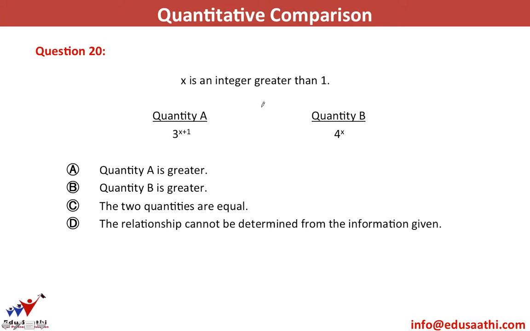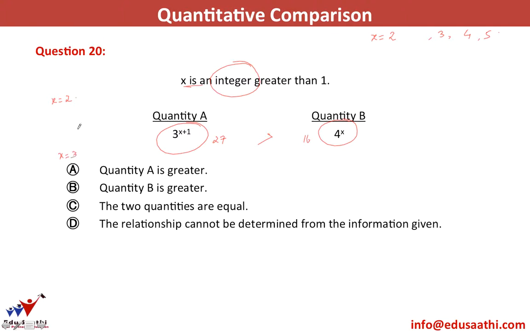Question number 20. X is an integer. Now here it is specifically saying integer. So the value of x that I can take is 2, 3, 4, 5 and so on. Then the two quantities that I have to compare are 3 raised to power x plus 1 and 4 raised to power x. So if I now first take x is equal to 2, this will be 3 raised to power 3, which is 27. And it will be 4 square, which is 16. So what I get is quantity A is greater.